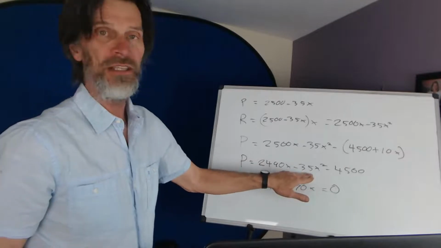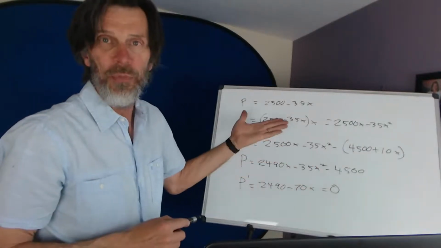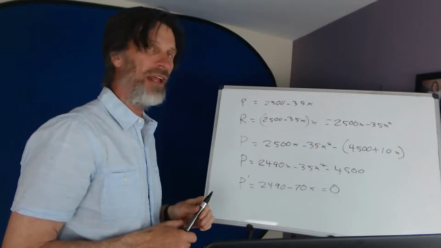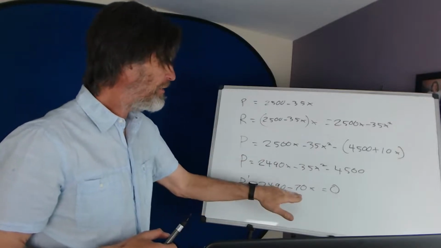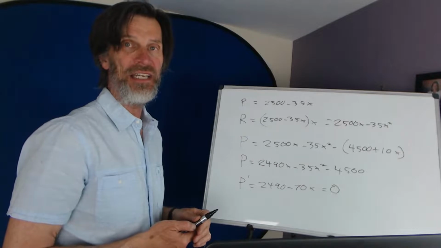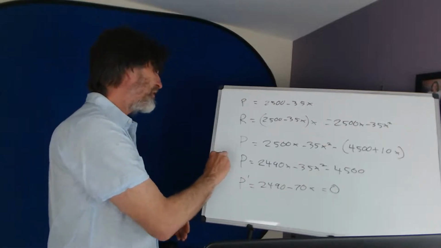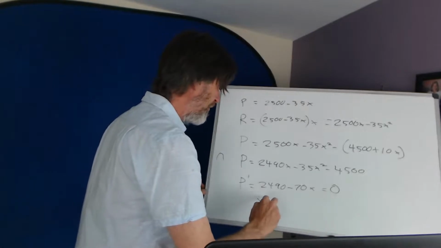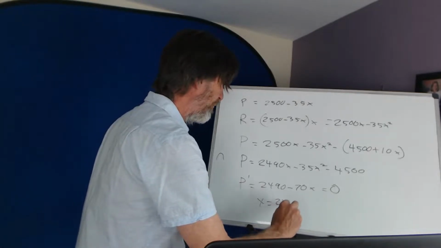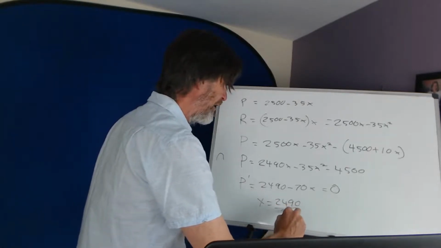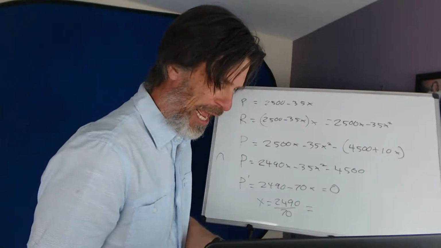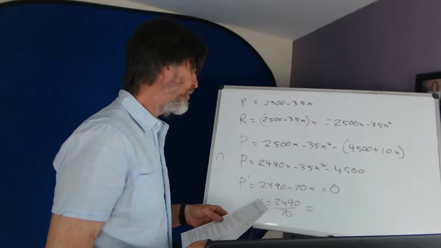And by the way, I can look at this function and realize it's an upside down parabola. So I'm sure that when I set this equal to 0, I'll have the maximum point. I could take the second derivative and realize that that's a negative sign, which tells me the graph is always concave down. But if I set this equal to 0 and solve, I find x is 2,490 divided by 70. And whatever that number is, that tells us how many we should produce.